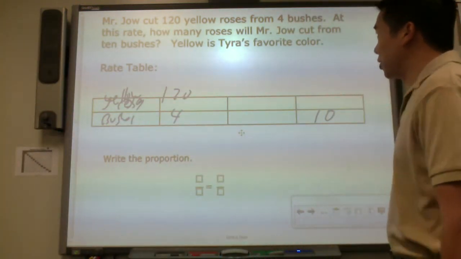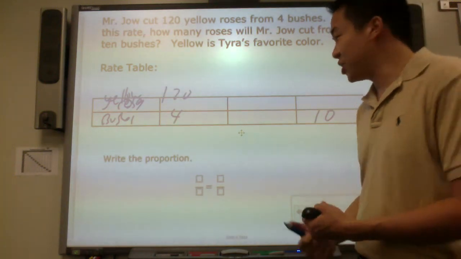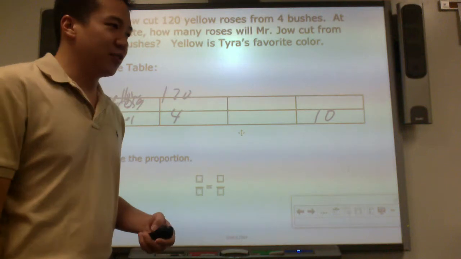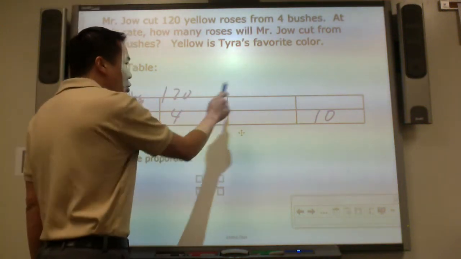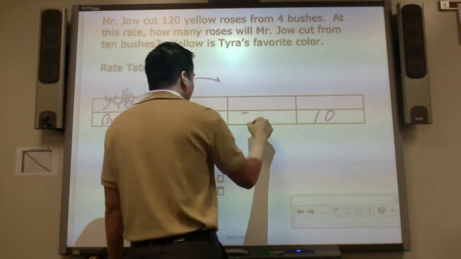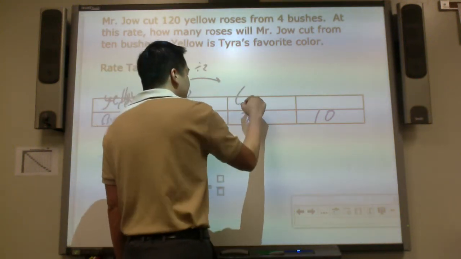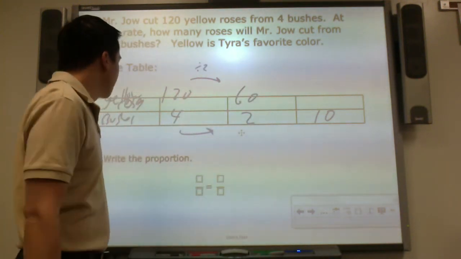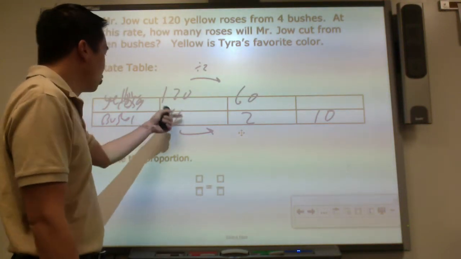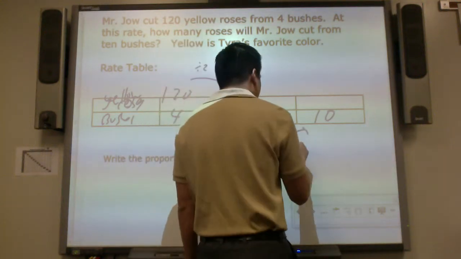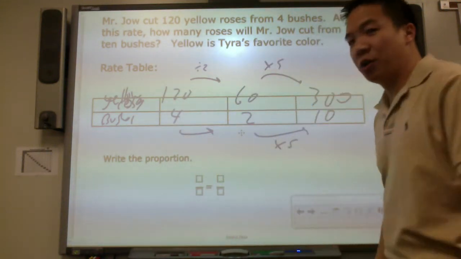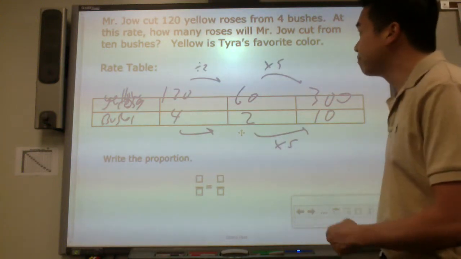Yellow is Tyra's favorite color, Yellow Rose of Texas and all. So I try to help her move from, I think she lives in New York, down here. So can 4 be built up to 10? I don't think so. However, can I scale it backward by dividing by 2? 60 roses in 2 bushes is equivalent to 120 roses, 4 bushes. I scale it forward, 300 yellow roses from 10 bushes.